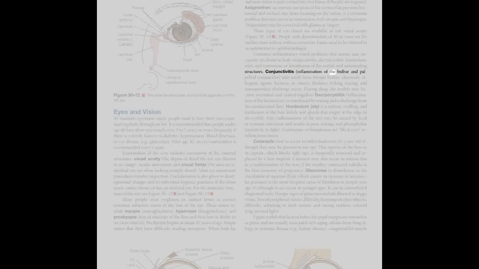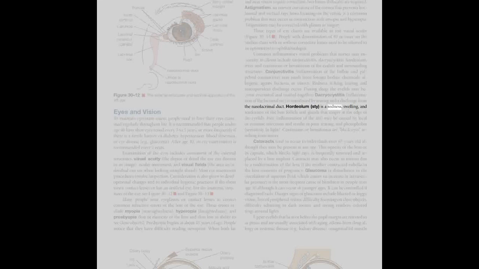Conjunctivitis, inflammation of the bulbar and palpebral conjunctiva, may result from foreign bodies, chemicals, allergenic agents, bacteria, or viruses. Redness, itching, tearing, and mucopurulent discharge occur. During sleep, the eyelids may become encrusted and matted together. Dacryocystitis, inflammation of the lacrimal sac, is manifested by tearing and a discharge from the nasolacrimal duct.